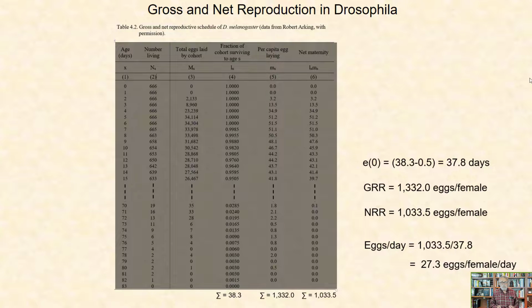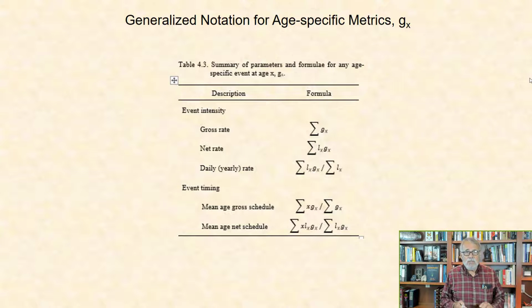I will close this module by noting that the same analytical framework presented here for reproduction can be generalized and applied to any age-specific metrics. Using the notation GX, it can be applied to activity at age X, feeding rate at age X, mating at age X, and so forth.